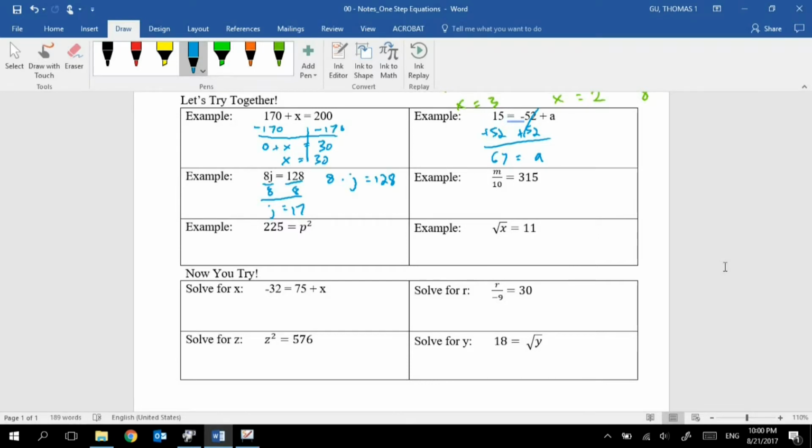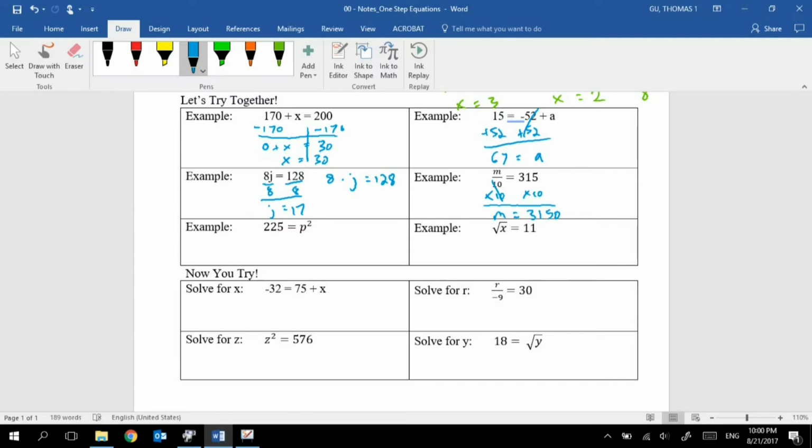So now we got m divided by, or m over 10, but remember, if something's over something, that pretty much means division. So m divided by 10 equals 315. So what do we need to do? What's the opposite of division? If you said multiplication, you're on point. Times 10, times 10, both sides, because remember, we got to do what we do to one side to the other side. Times 10 times 10, that cancels this. So now we have m equals 3,150.